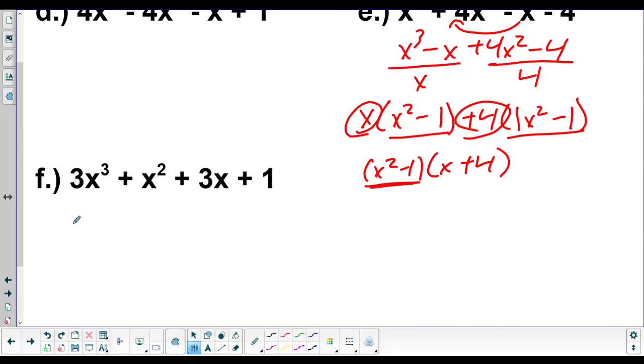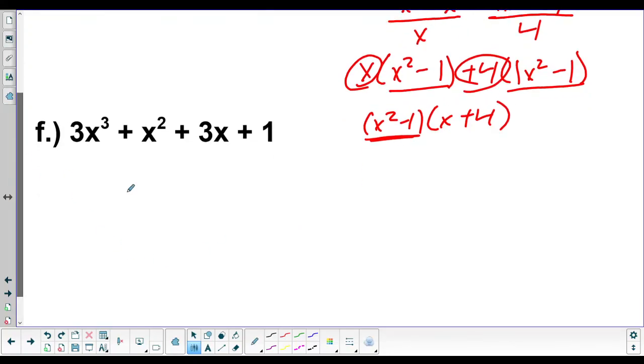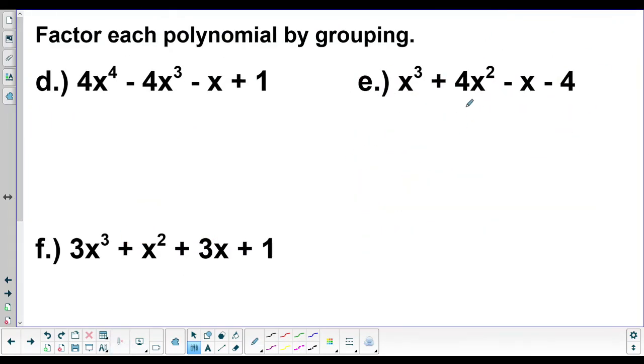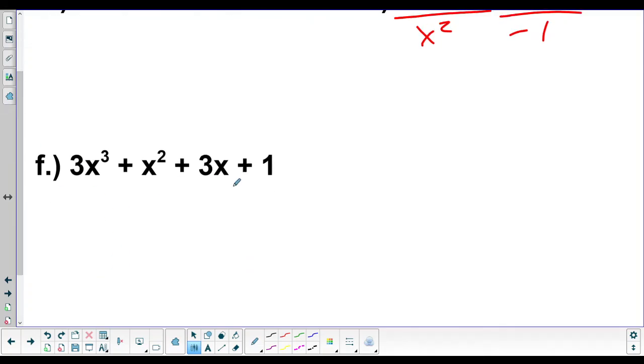All right, last one. This one, we could move the 3 here and group it, but it doesn't really matter. If I hadn't rearranged the order of this one, it would still work. You could take an x squared out of these and then a negative 1 out of these, and then it'll still work out the same way. So here, we'll just not rearrange it.